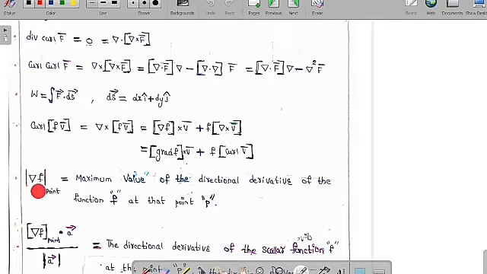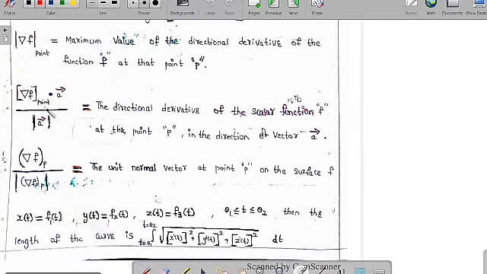Similarly, the magnitude of del f at that point gives the maximum value of the directional derivative of the function f at that point p. I have already told you that when theta is equal to 0 degrees, only then do we get the maximum value of the directional derivative. Now, if you take the dot product of del f at that point with a bar divided by the magnitude of the vector a bar, we call it the directional derivative of the scalar function f at that point in the direction of the vector a bar, which means we find the component of the vector del f in the direction of the vector a bar at that particular point.